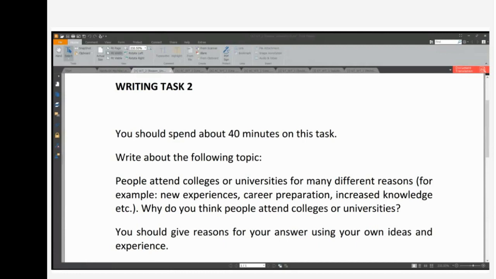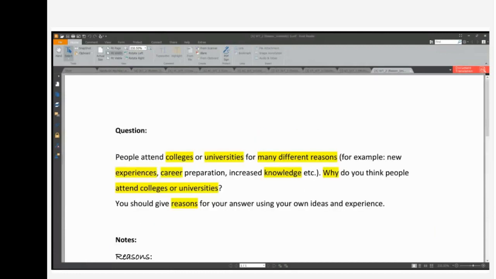Okay, so this is the question in front of us, and the yellow lines are actually describing the keywords that are present in the question. So colleges and universities, many reasons are already there. One of them is experience, career, knowledge. So these are the keywords surrounding which you're going to write. The question has actually asked you why people attend colleges and universities. You should give reasons for your answer.